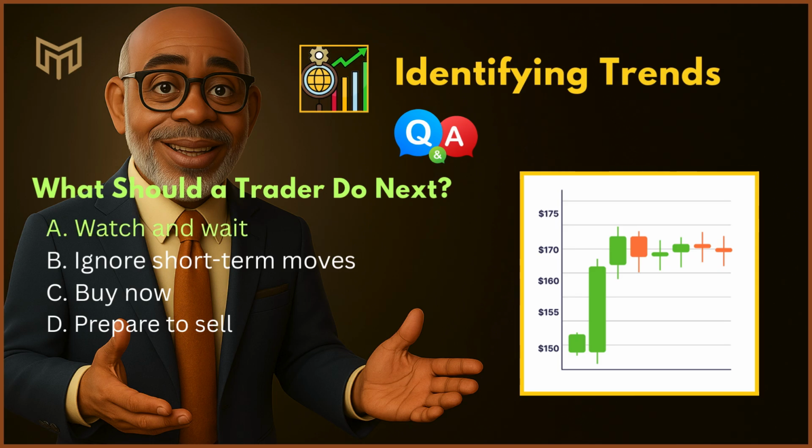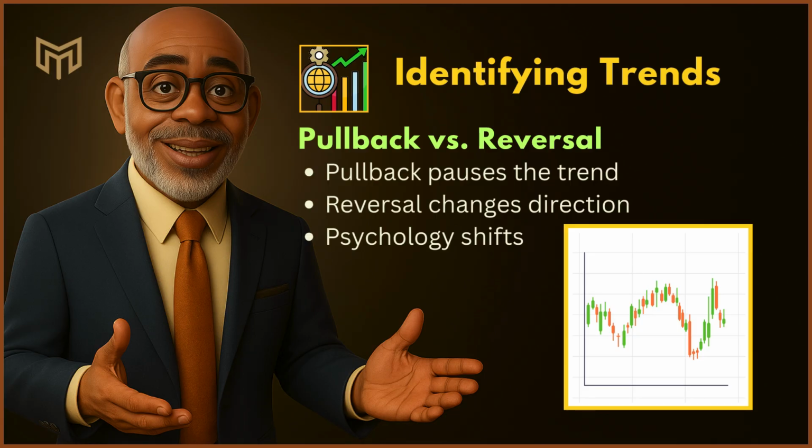The correct answer is A, watch and wait. The price is testing a resistance level. Waiting for a clear breakout or breakdown reduces the risk of acting on indecision. This approach keeps emotions in check and allows the market to confirm its next move before committing. A pullback is a small pause before a trend resumes. It reflects temporary hesitation or profit-taking, not a change in control.